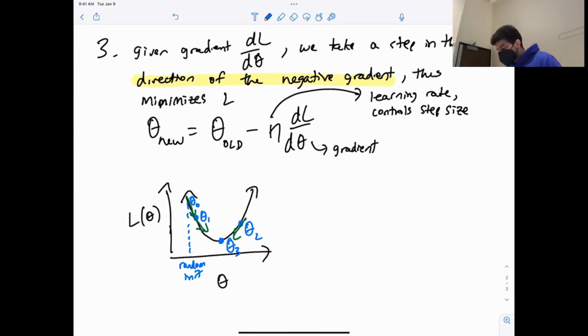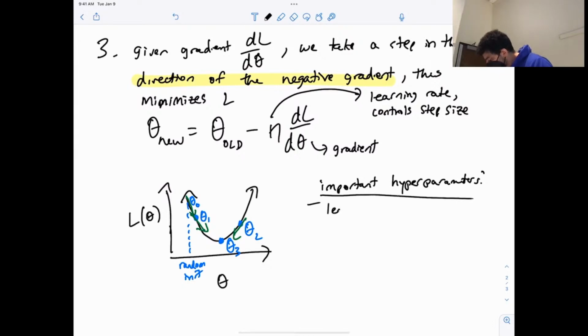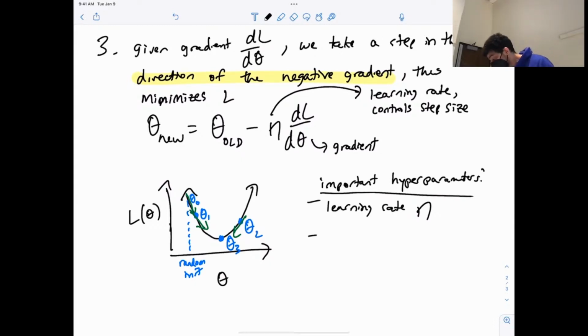All right, so what are some important things to know here? There are 2 important hyperparameters that we'll talk about at this juncture. One, of course, is the learning rate. So we've already talked about why that's important, and we will see as this class goes on many different ways of choosing that and better optimizers than just the simple gradient descent that I'm talking about.